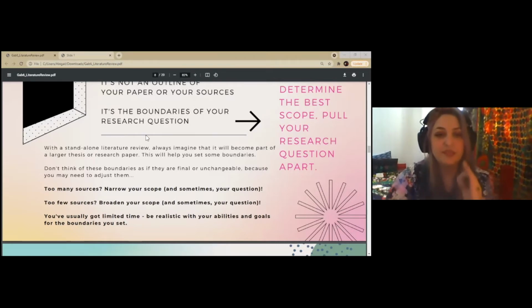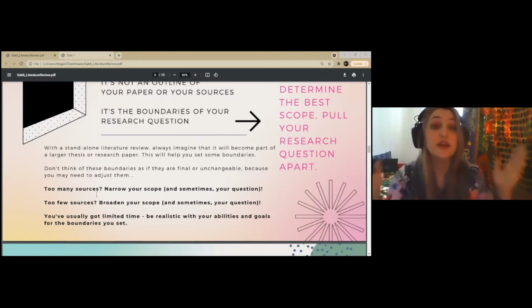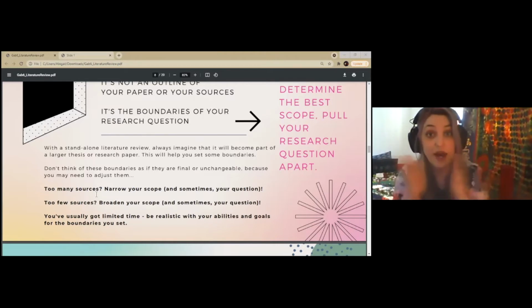Also, be careful before we go into the next step. Don't think of these boundaries as final or set in stone or unchangeable, because sometimes you have to adjust them. So for example, just a couple of tips, not to go too much into detail. If you're finding too many sources in your research process, this is going to be a good hint that you need to actually narrow your scope of these paths, of these different interests you have, or even potentially your research question if you have too many paths that begin to emerge.